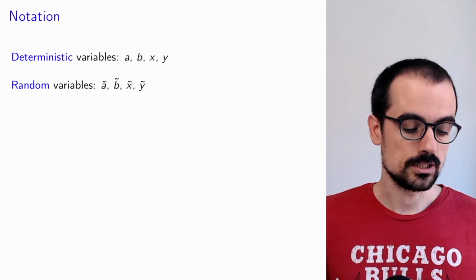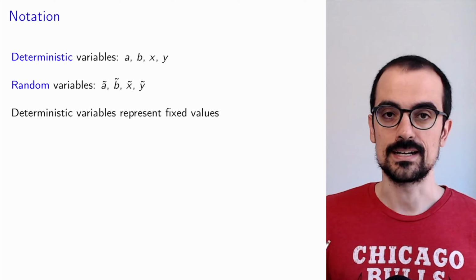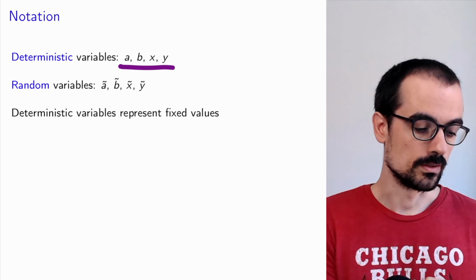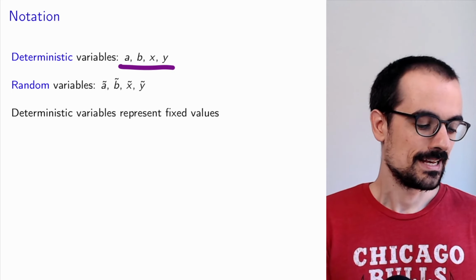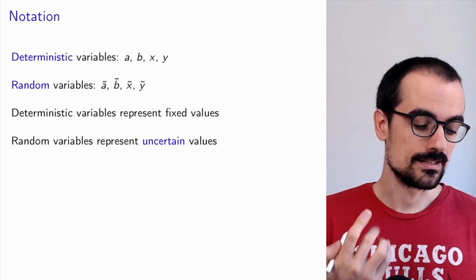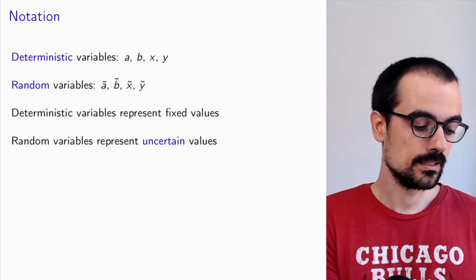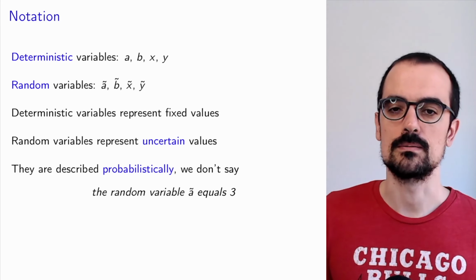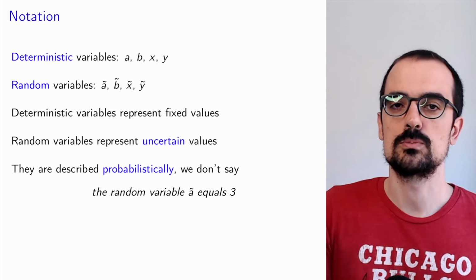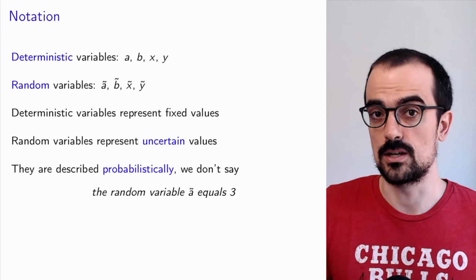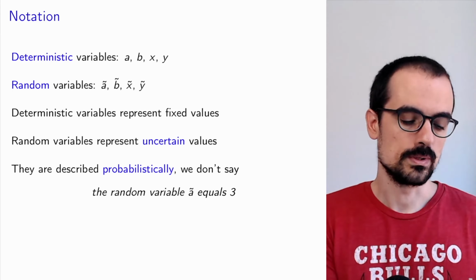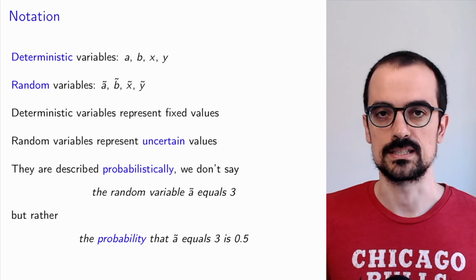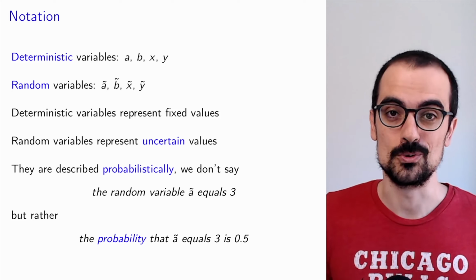In our notation, deterministic variables that have a fixed value, we just write them normally. In contrast, random variables that are uncertain are written with this tilde, with this squiggly line on top. We never say the random variable is equal to 3. We need to talk about random variables probabilistically because they have several possible values. This is the whole point. They're uncertain. So we say the probability that the random variable is equal to 3 is 0.5, for example. And the probability mass function actually encodes these probabilities.